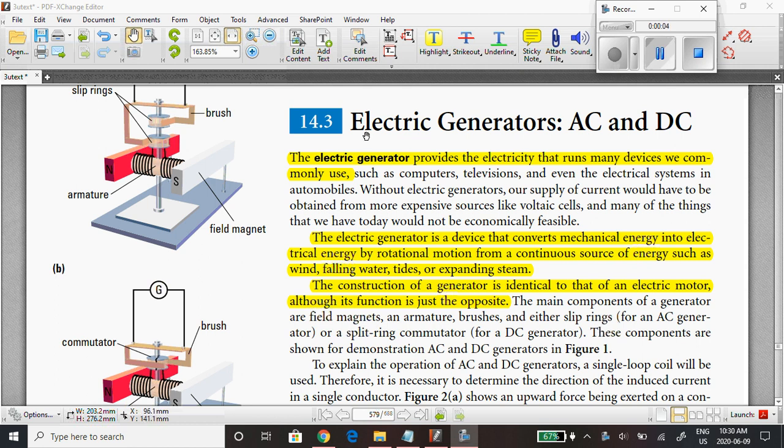A little bit different today because I really can't draw diagrams as well as they do in the textbook with my freehand. So we're going to use the textbook. I'll just lead you through this one section today, 14.3. And it's all about electric generators. There's two kinds, alternating current and direct current.